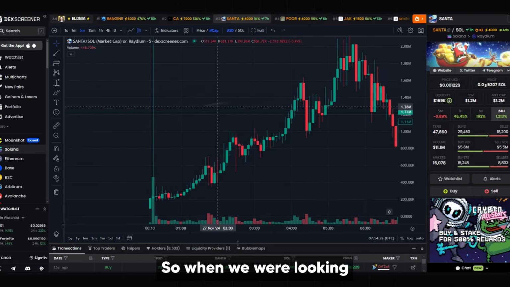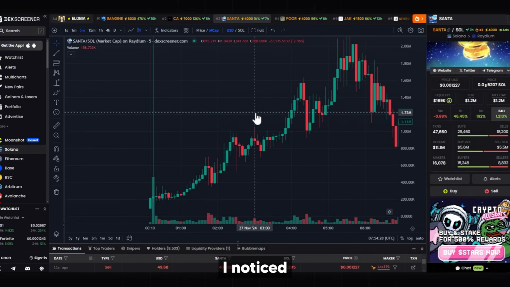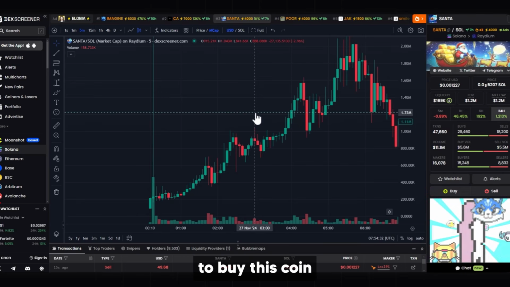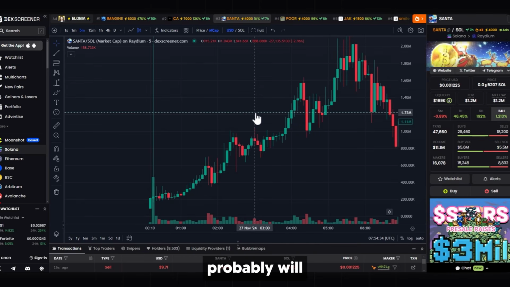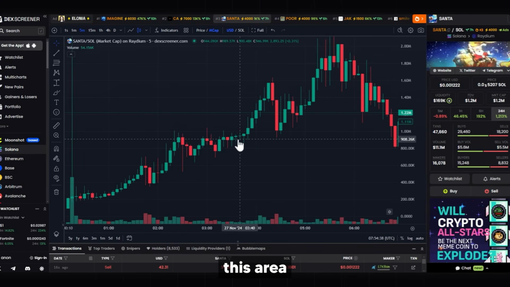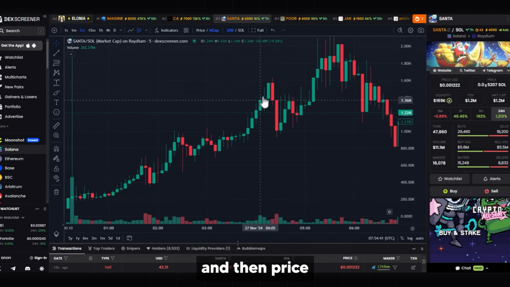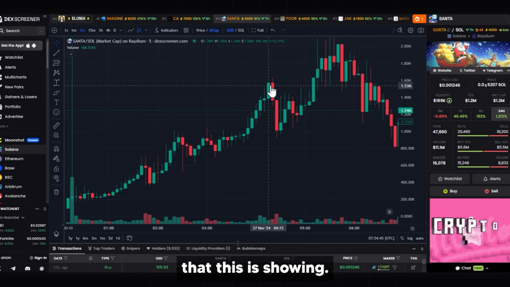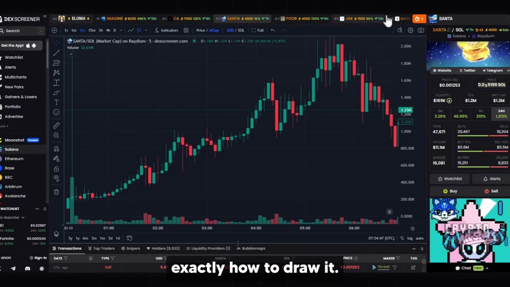When we look at this first area, one of the things I noticed that made me buy into this coin early, and firstly, this is not a recommendation to buy this coin. All meme coins probably will eventually go to zero. But what I'm talking about here is that this area had a sort of squeeze and then price moved upwards. So let's take a look at the kind of pattern this is showing, and then let me show you guys exactly how to draw it.